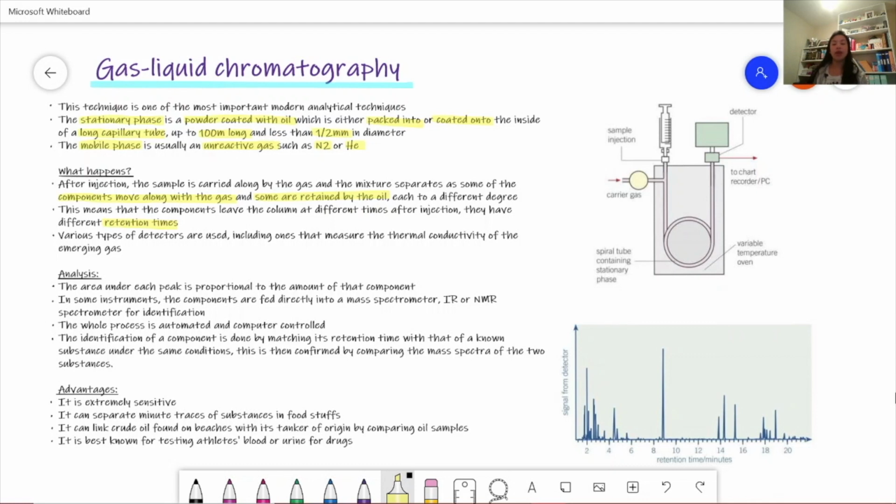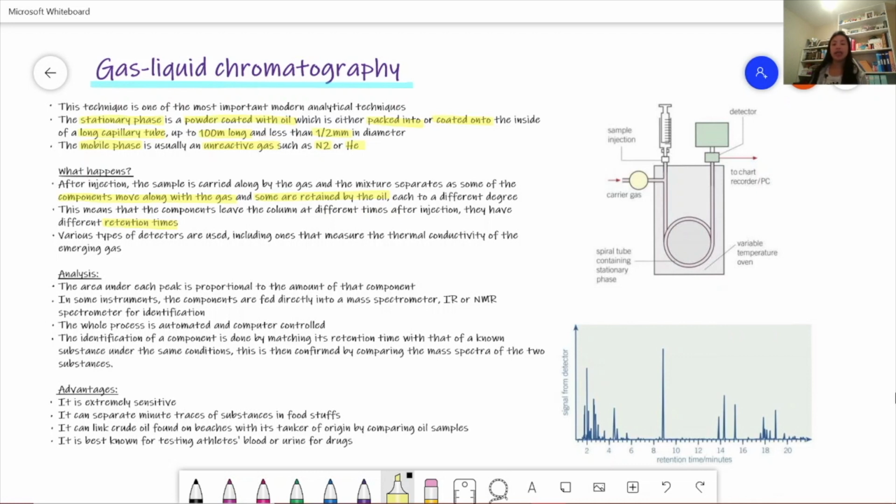And so they move along with the gas, and so they exit first, compared to the components which have a higher affinity for the stationary phase, so the oil, the powder coated with oil. And so they get left behind a little bit, and so they'll exit at a later time. And various types of detectors are used, including ones that measure the thermal conductivity of the emerging gas.